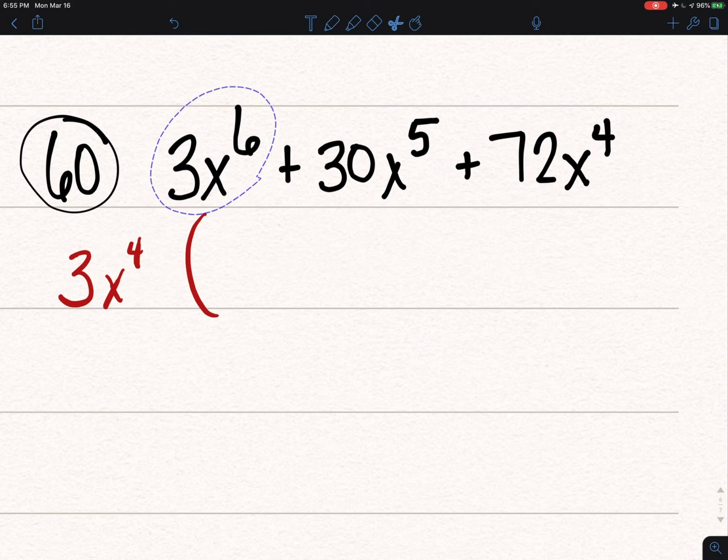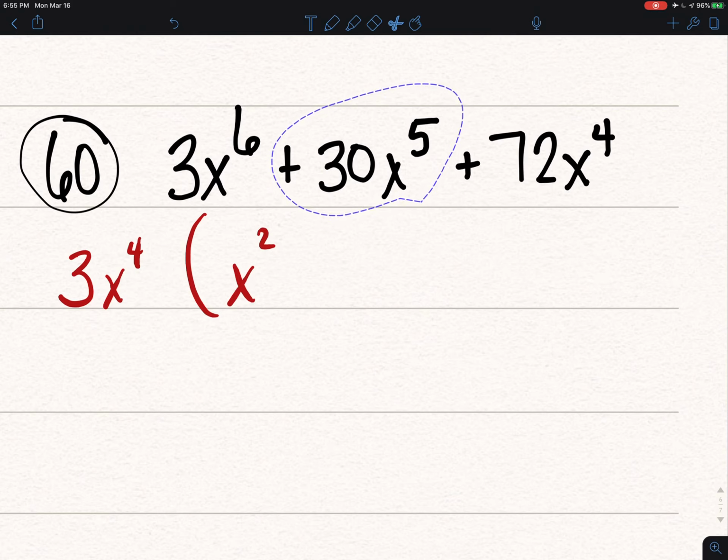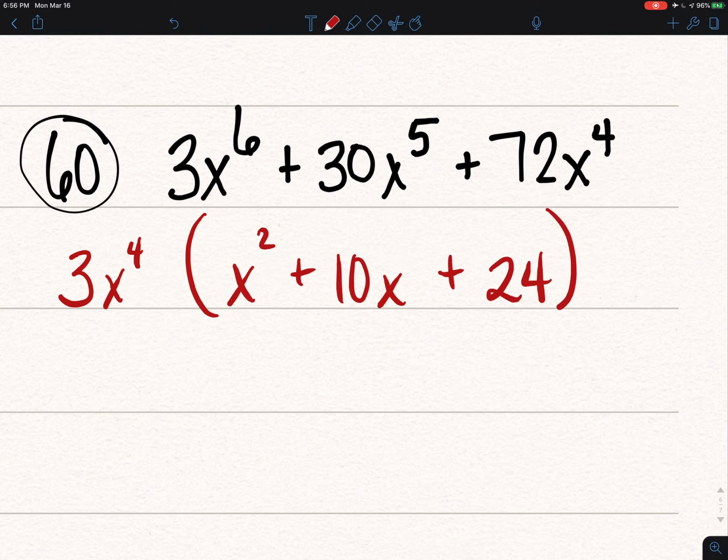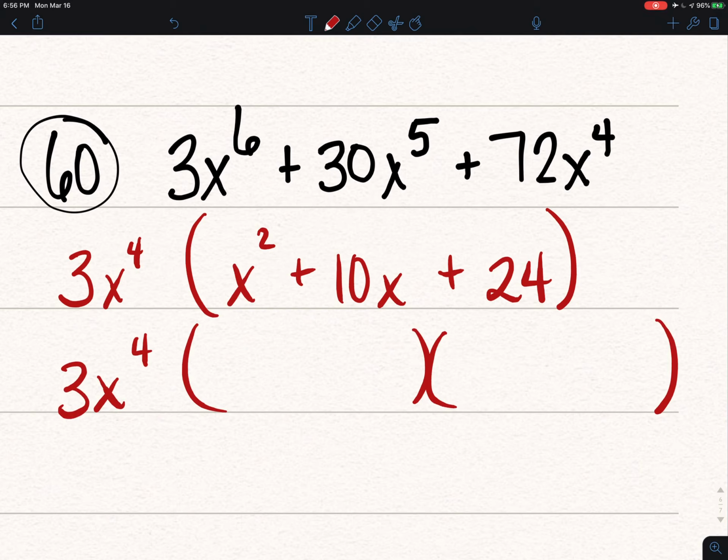When you take out the 3, when you divide by the 3, those cancel. When you take x to the 6th divided by x to the 4th, you're going to get an x squared. When you have a positive 30x to the 5th and you divide 3x to the 4th, that's going to give you a positive 10x. And last but not least, when you have a positive 72x to the 4th divided by a positive 3x to the 4th, that's going to give you a positive 72 divided 3 is 24. X to the 4th divided by x to the 4th is going to cancel out. All right, so keep your GCF there. Let's copy it down and let's see if our trinomial will factor into two binomials.